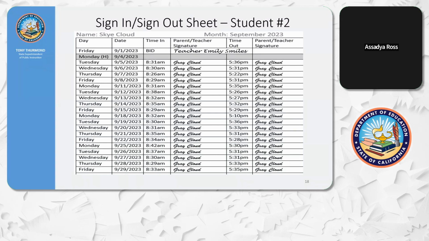Similarly to Teddy Bear, teacher Emily checked to ensure that Sky Cloud had not exceeded their 10 best interest days prior to putting this down as an acceptable reason. There were no other absences for Sky in the month of September, and we verified that the parent signed with a full signature and actual times when signing Sky in and out for the remainder of the month.